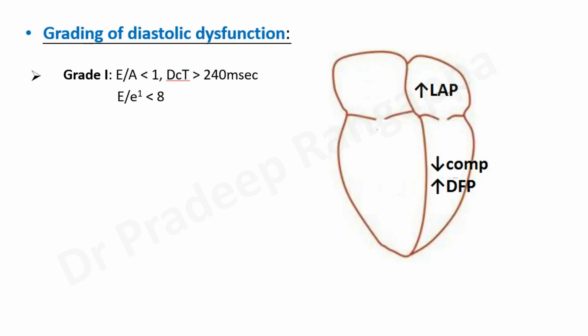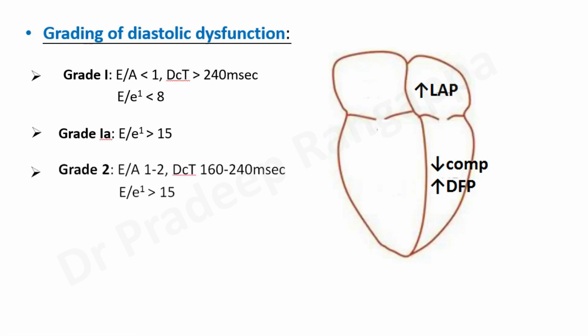E by A is less than 1, but grade 1 is substratified as grade 1 and grade 1A. Then you need to check E by E prime to ensure that the filling pressure, this pressure is nothing but left atrial pressure, is less than 8. If it is more, then it means that LA is in a strain and the pressure has increased to empty the blood into the left ventricle. That is when we call it diastolic dysfunction. So grade 1A is where E by E prime is more than 15 millimeter mercury.